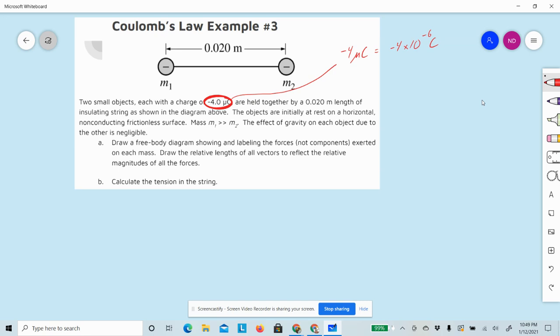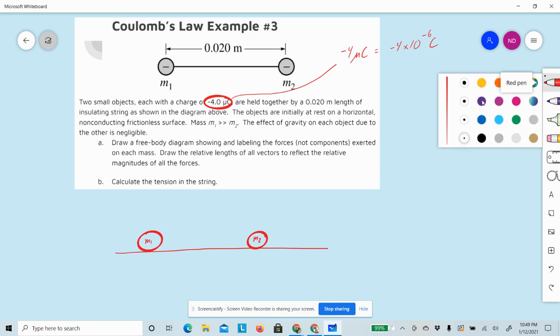So here, let's see, they're resting on a table. They do say that. They're resting on a horizontal frictionless surface. So we've got a horizontal frictionless surface. We've got M1 here, and we've got M2 over here. Now, let's go to forces.